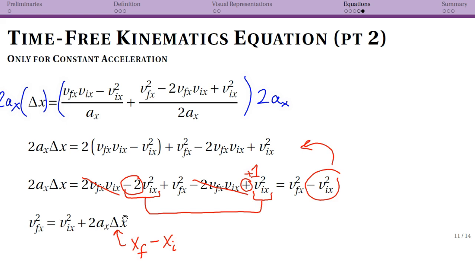Again, mostly just algebra, but this form of the equation can be really helpful if you're working towards a situation where you weren't given time. You don't need time if you have these pieces here.